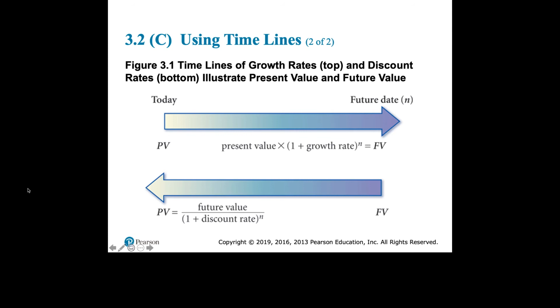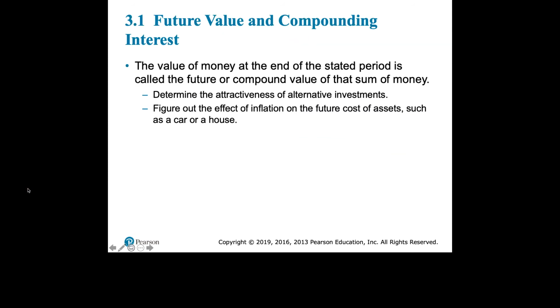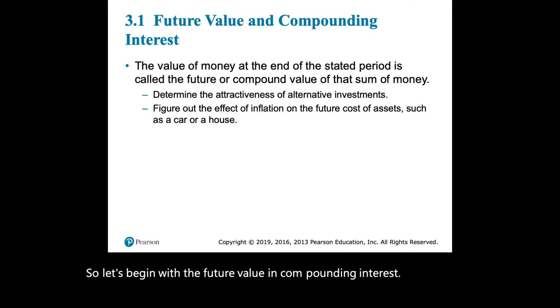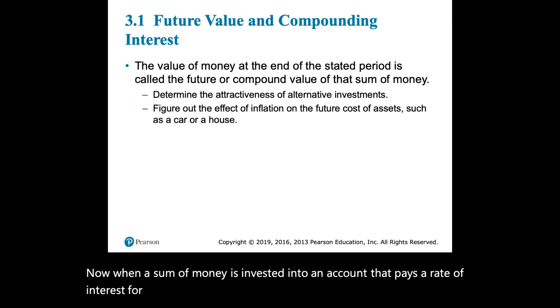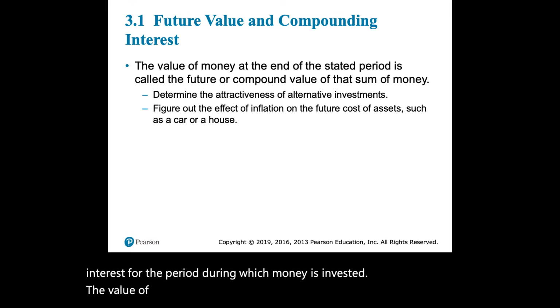So let's begin with the future value and compounding interest. Now, when a sum of money is invested into an account that pays a rate of interest for the period during which money is invested, the value of that money at the end of the stated period is called the future value, sometimes called compound value of the sum of money.